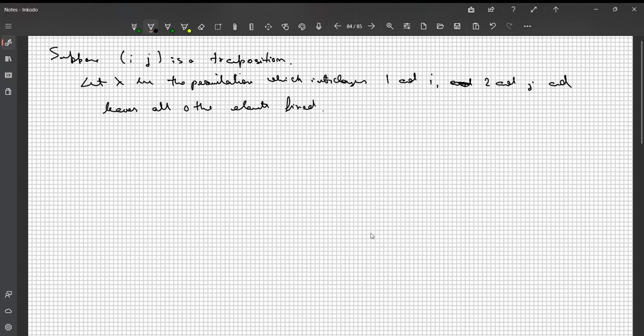Okay, so lambda is that permutation which interchanges 1 and i, and interchanges 2 and j. So lambda is kind of a cycle which maps 1 to i to 1, 2 to j, and j to 2. Clear? And all the other elements are fixed. Therefore ij can be simply written as lambda times (1 2) times lambda, right?